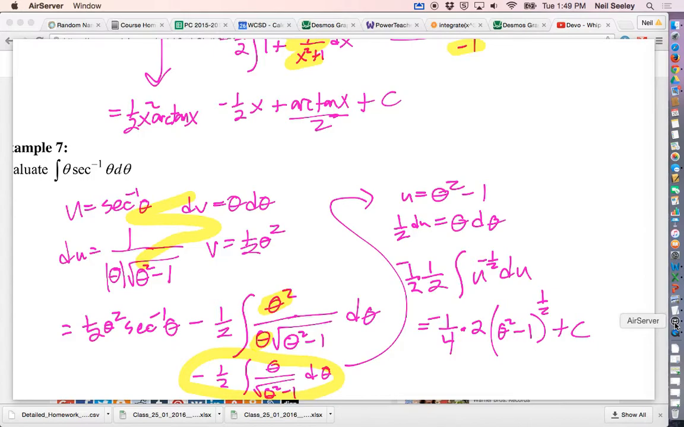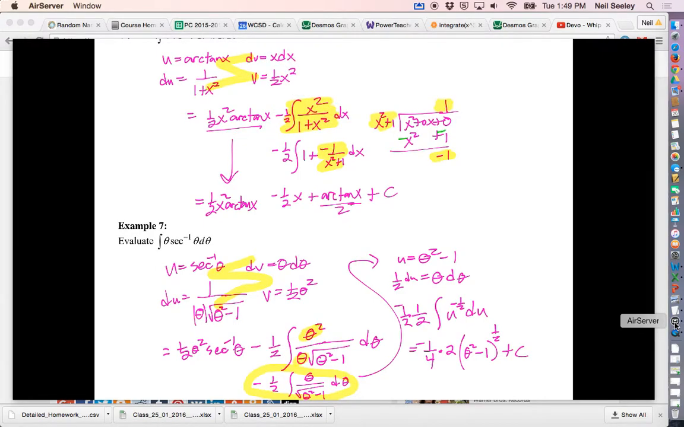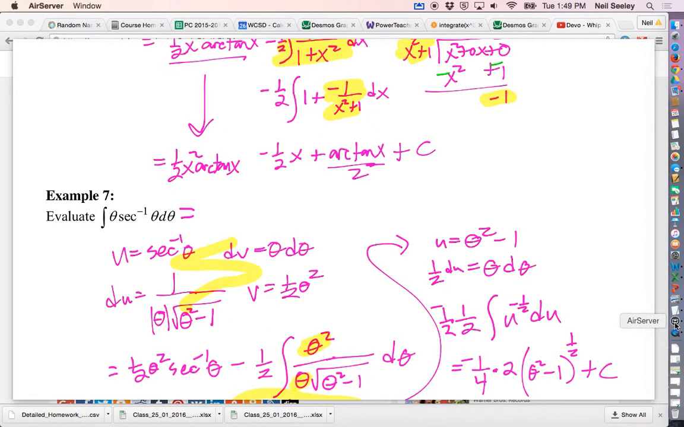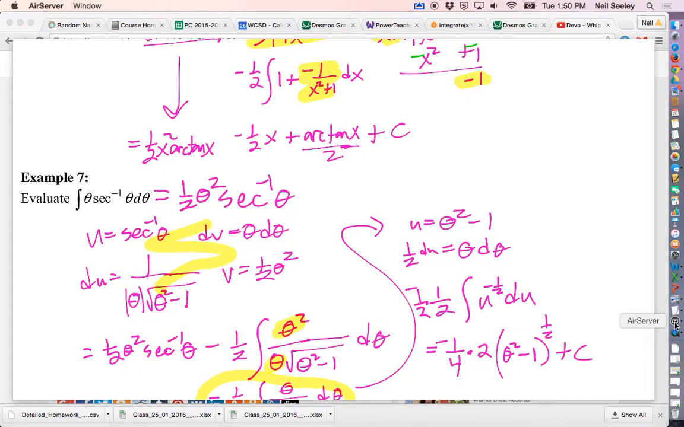I think we're ready to throw this thing back together again. The final deal, let's put it right next to the original, should be 1/2 theta squared arcsecant theta. And then our new, and now that negative 1/4 and 2 is negative 1/2. I'll highlight this here. And then I like square root if I can use it because it looks cool. Theta squared minus 1 plus c.